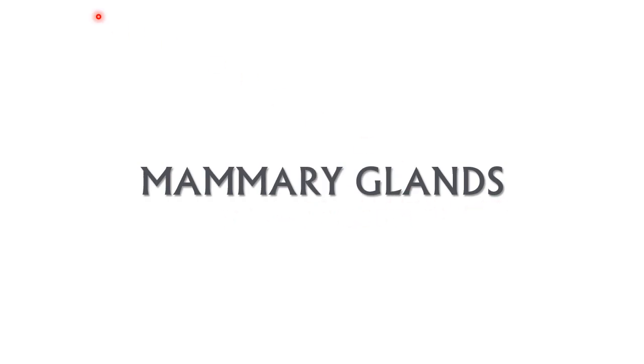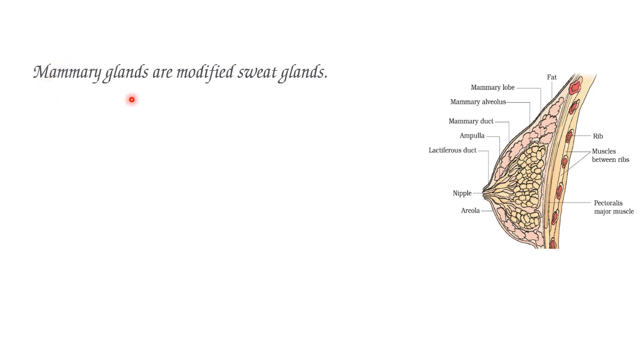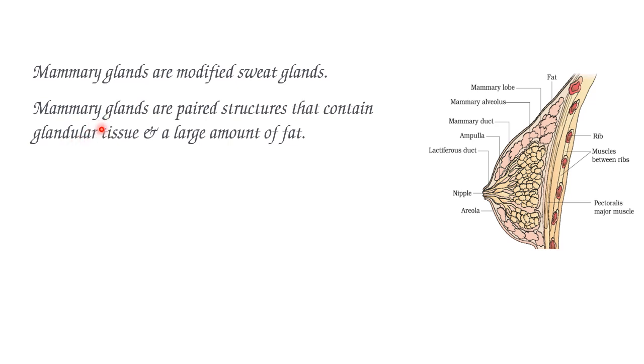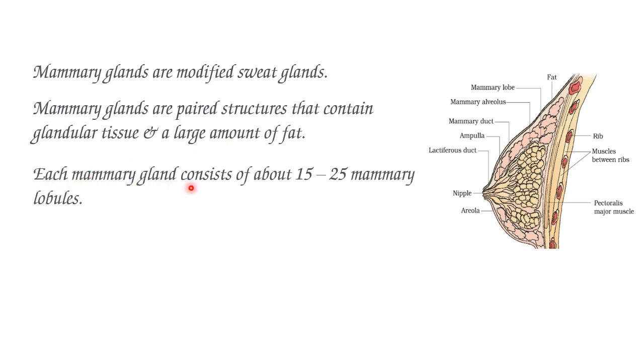Mammary glands. Mammary glands are modified sweat glands. Mammary glands are paired structures that contain glandular tissue and a large amount of fat. So this fat decides the size of the mammary gland. The various sizes of these mammary glands are due to the content of fat present in the mammary glands. Each mammary gland consists of about 15 to 25 mammary lobes.